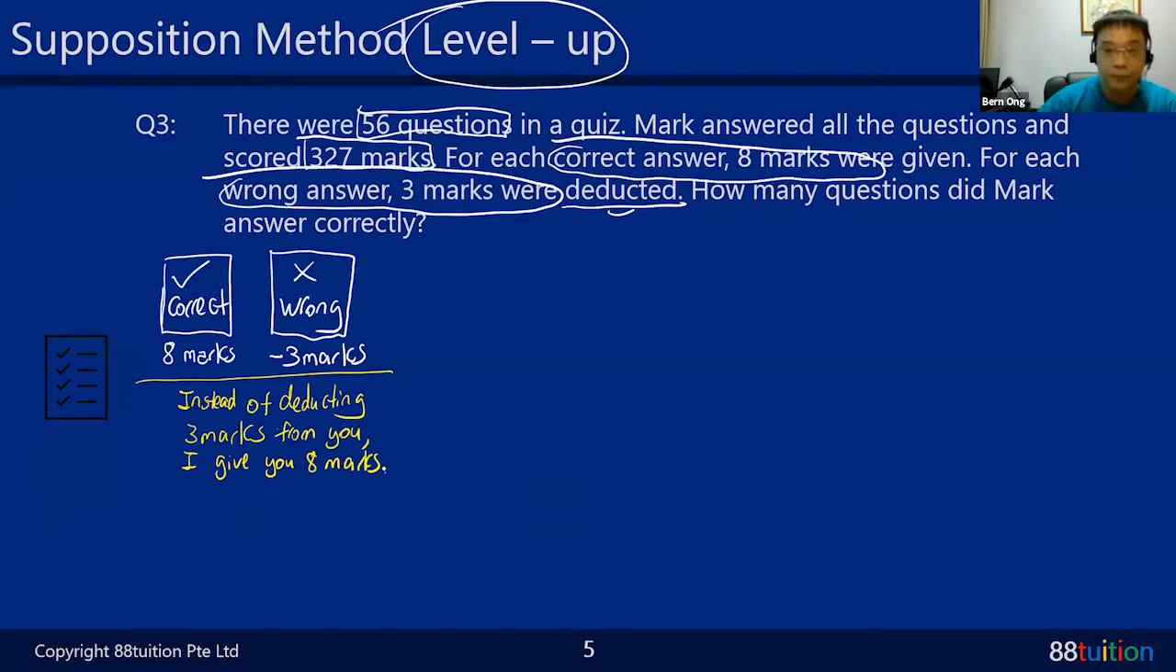So what happened here? Remember, you lost. You lost, you're supposed to deduct 3 marks. Deduct means less out 3 marks. But I never less out your 3 marks. Rather, I give you 8 marks. So what happens here? This means that you are actually gaining what? What is the total gain here? What is the total gain? Can you tell me? Can you type into the chat, please?